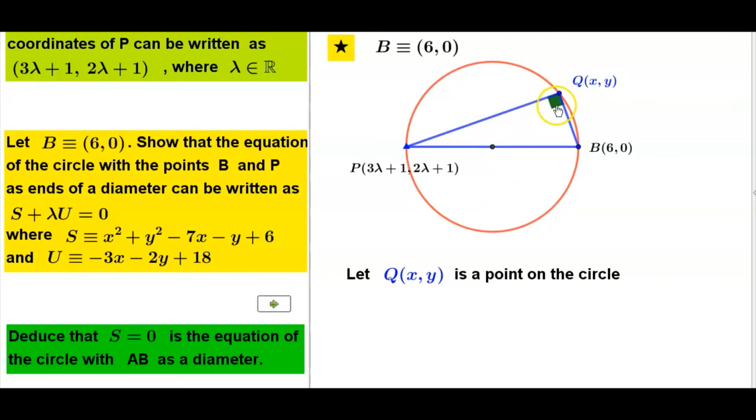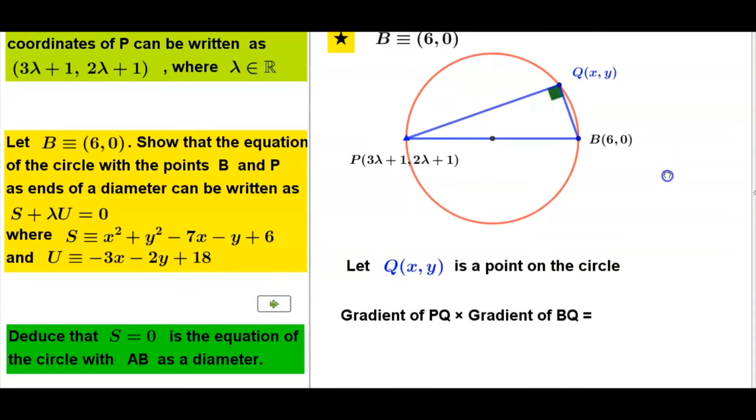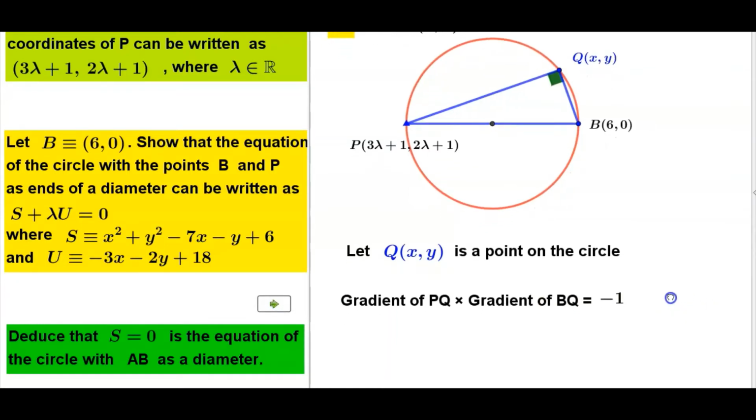This angle is 90 degrees. The semicircle angle is 90 degrees. Now these two lines are perpendicular to each other. So the gradient of PQ times the gradient of BQ is equal to minus 1, because the two lines are perpendicular to each other.